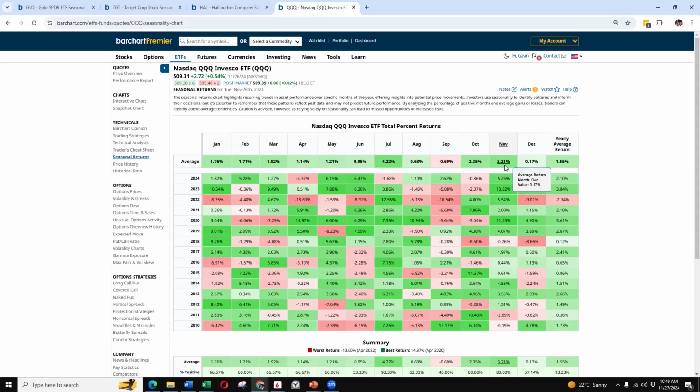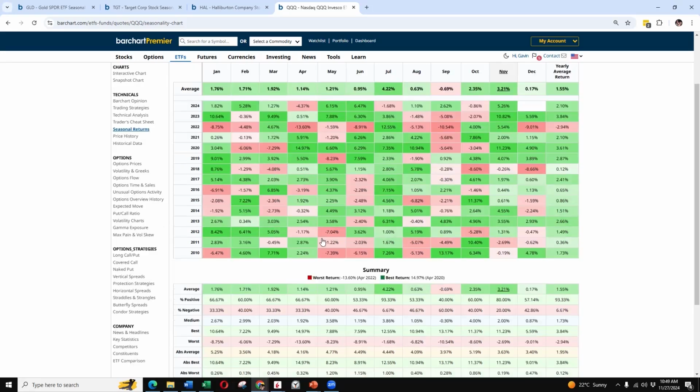And really the main thing here is that November through to March is typically a very, very strong period in the market, very strong period for tech stocks, as we can see here. High percentage of positive returns across those months as well.